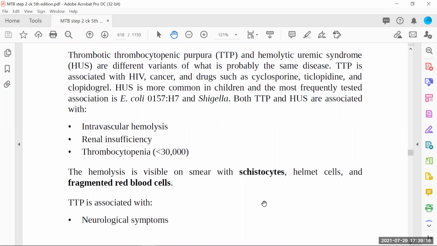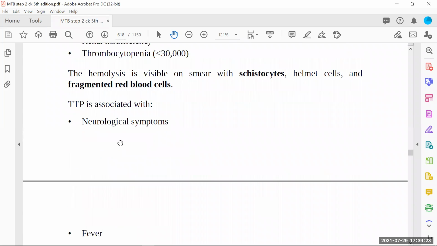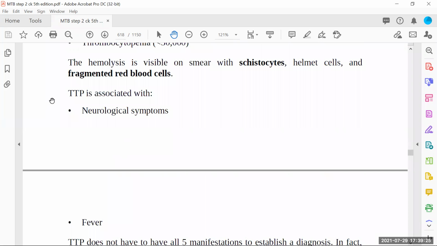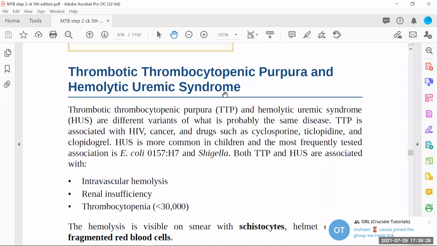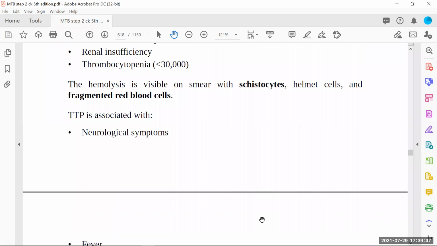Moderate hemolysis is there. That's why all the cells are there. Now, TTP is associated with neurological symptoms. Whenever we say specifically TTP, there should be some neurological symptoms. Why? It's thrombotic thrombocytopenic purpura. Purpuras are there because of thrombocytopenia, which means a decreased platelet count. Because of the deficiency of platelets, purpuras are there, and because of this we may find neurological symptoms.